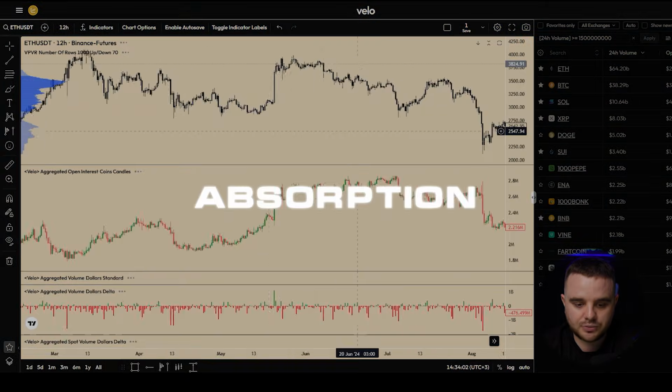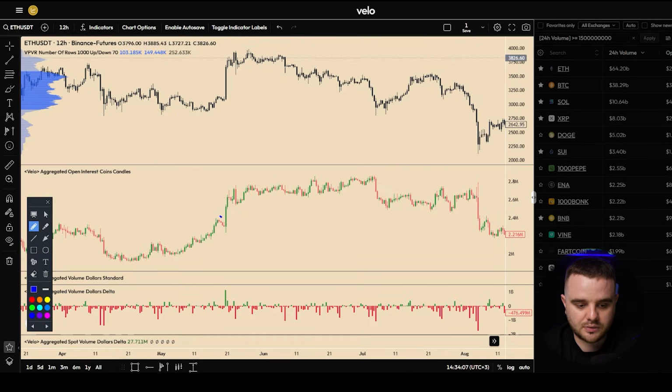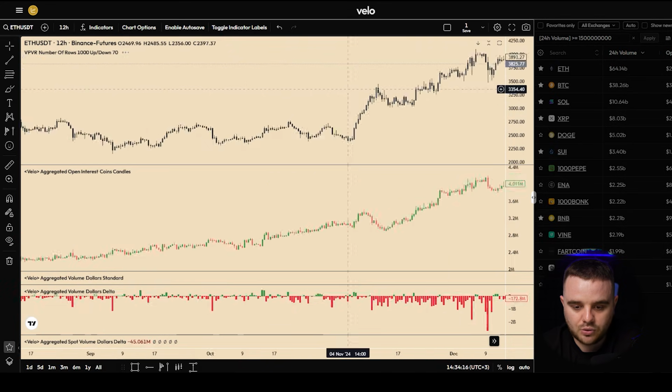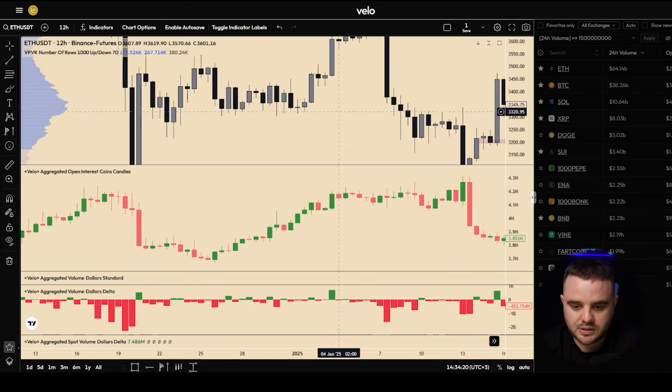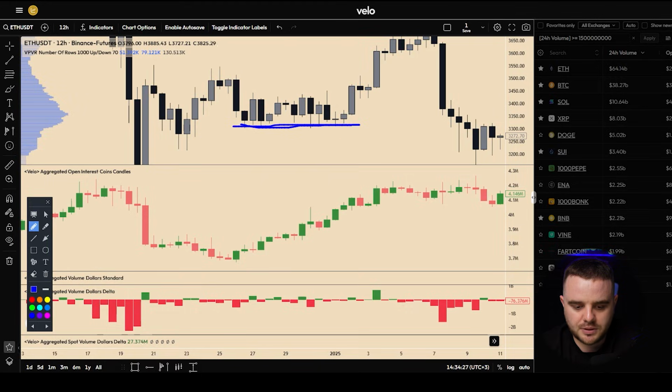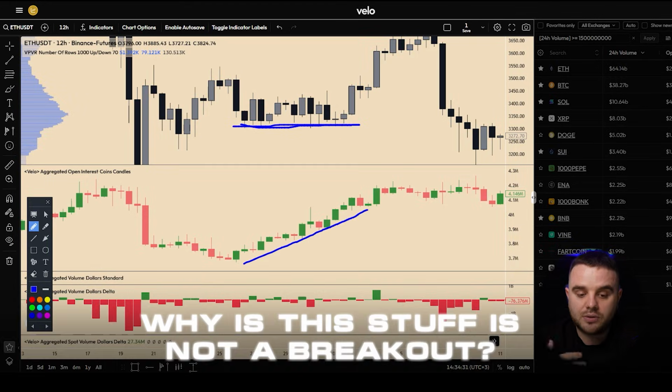Let's cover a few additional examples of absorption. Significant rise of open interest, price started to create a range, no result. And after that, range high became key resistance. Also, there was a beautiful example here. Price created a range, open interest started to rise. Why is this not a breakout?